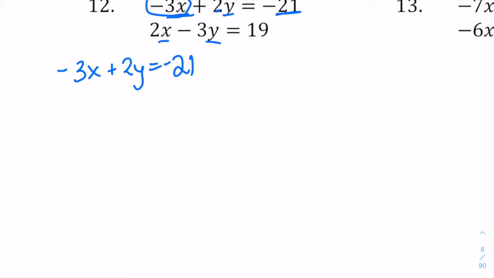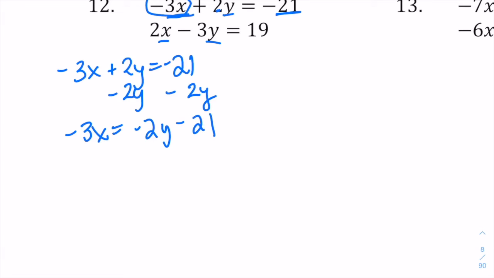All right, so I'm going to solve for that x. So I'm going to subtract 2y. Negative 3x equals negative 2y minus 21. And I'll divide both sides by negative 3. When you divide this side by negative 3, make sure you divide all the pieces by negative 3.